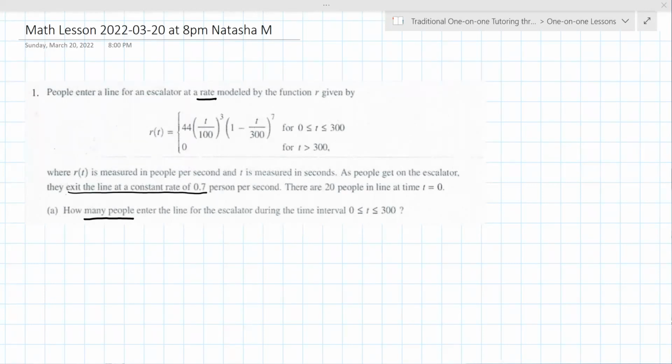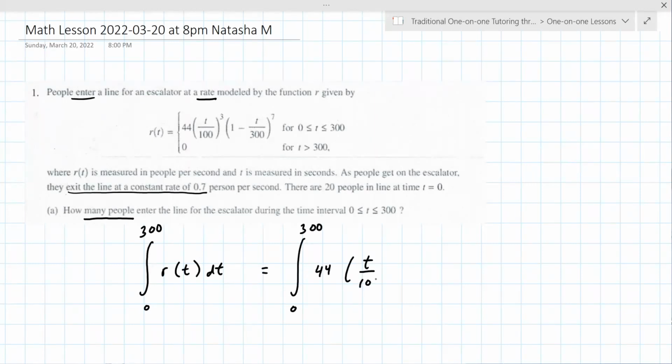Okay, so the first question says, how many people enter the line? So that's the people getting on during this interval. The answer is the integral of r of t from 0 to 300 dt, because those are the people entering. More specifically, it's the integral from 0 to 300 of 44 t over 100 cubed, times 1 minus t over 300 to the 7th, dt.